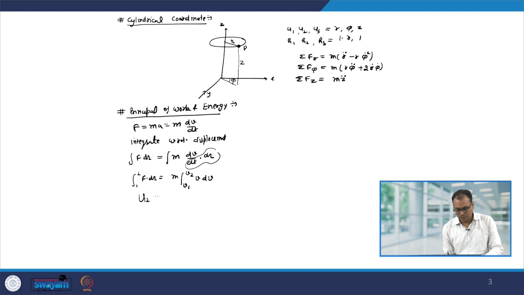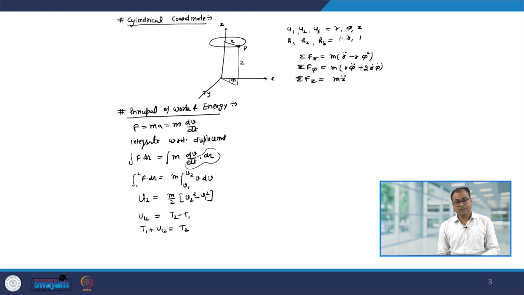So, we got U12 equal to m by 2 times (v2 square minus v1 square), or U12 equal to T2 minus T1, or in natural sequence we have T1 plus U12 equal to T2. Here T1 and T2 are the kinetic energy, the initial and the final kinetic energy, and U12 is the work done by the external forces. And if elastic members are also present, then it can be written as T1 plus V1 plus U12 equal to T2 plus V2.